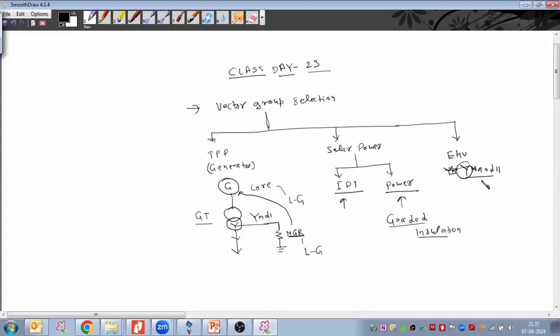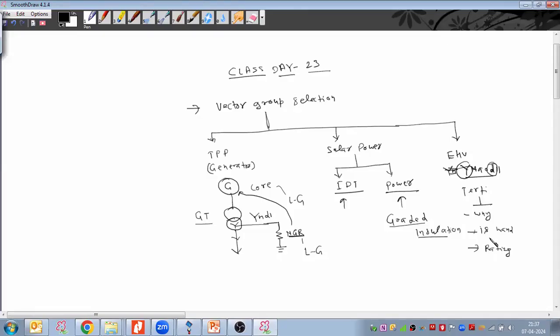And in order to add the advantage of the delta, we are putting the tertiary winding into delta connection. About the tertiary winding also we discussed why we use the tertiary winding, whether the tertiary winding is mandatory, and then what could be the rating of this tertiary winding. This is the study we have discussed.